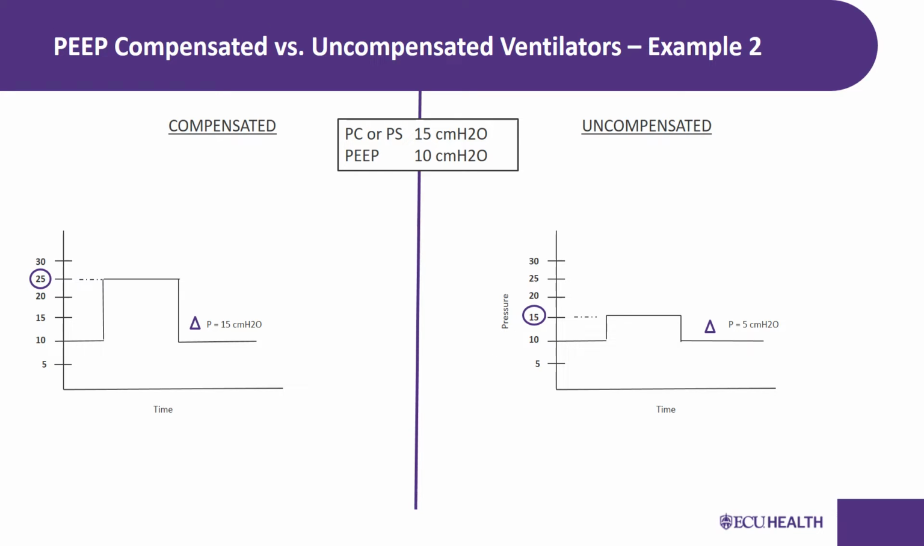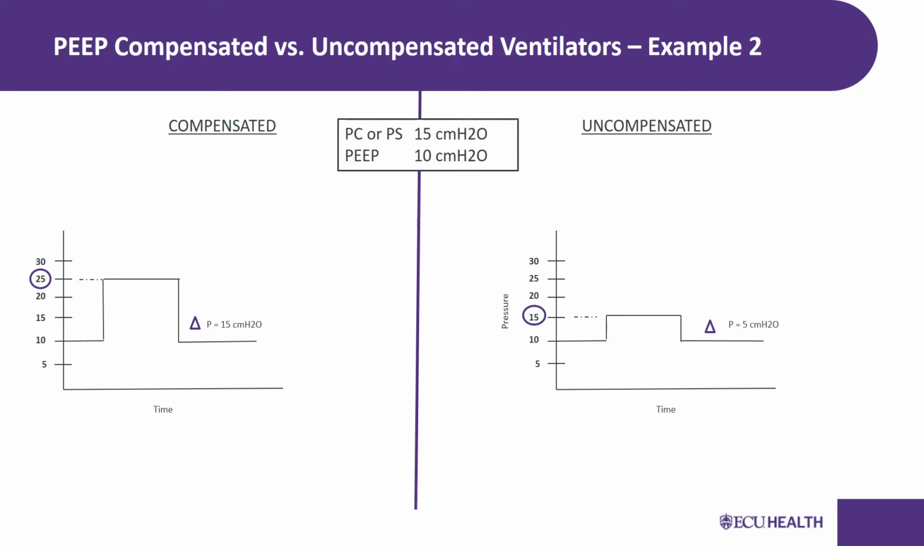Our delta pressure, or change pressure, also known as pressure support, remains at 15 in the compensated ventilator. Now let's go to our uncompensated ventilator on the right. We set our PEEP at 10, so it begins at 10, and our pressure support, or the terminology utilized in the V60 or Vision, IPAP, is 15. So our pressure rises to 15, and now our delta P, or our change pressure, is only 5.